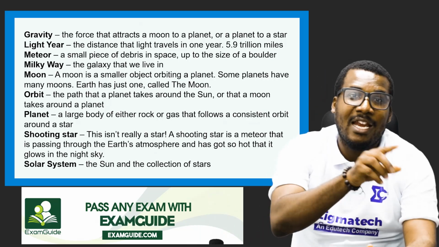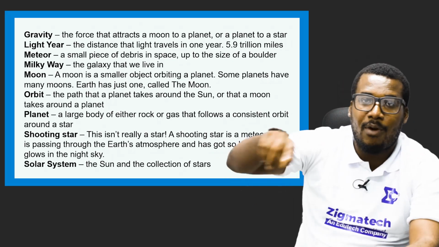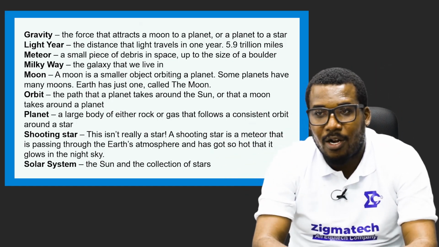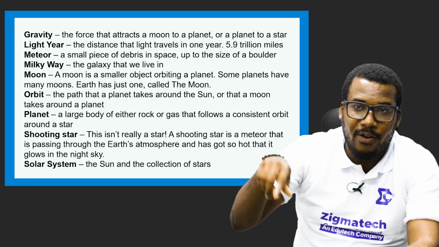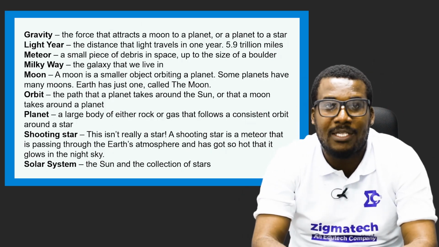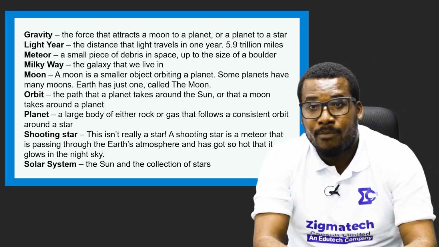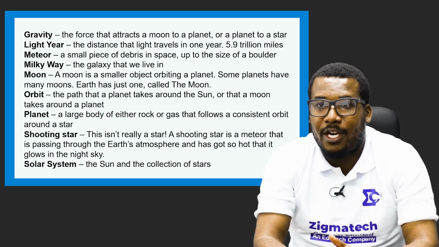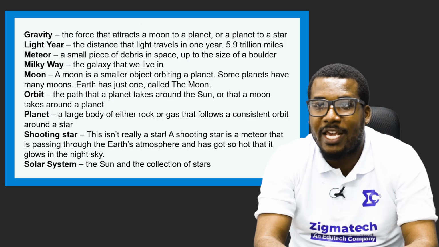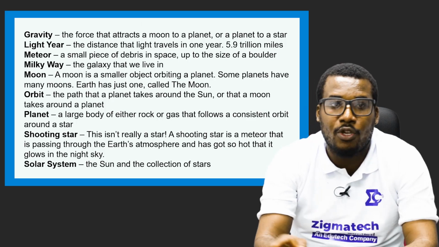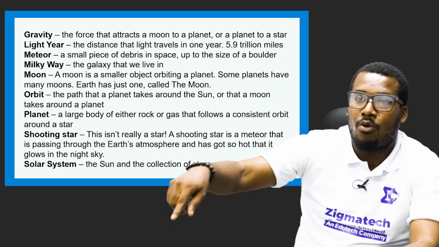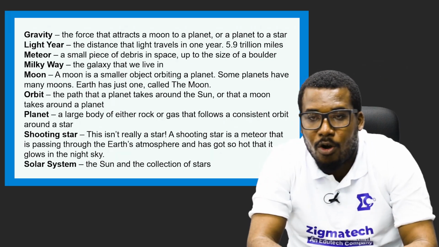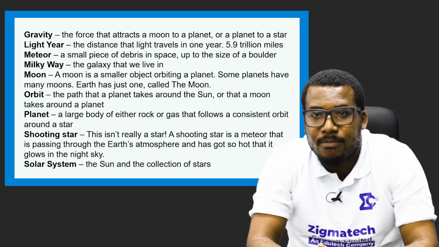So anybody that is moving around a larger body, or revolving around a larger body, is said to be orbiting that body. We have planets, a large body of either rock or gas that follows a consistent orbit around the sun. So it moves in a particular circular or rotational path.